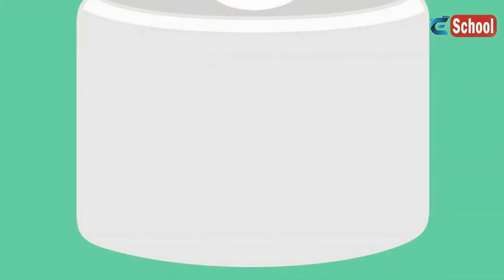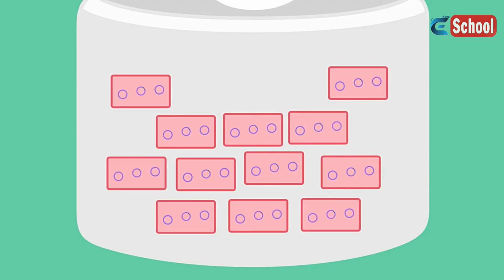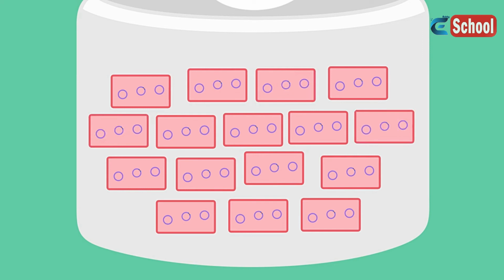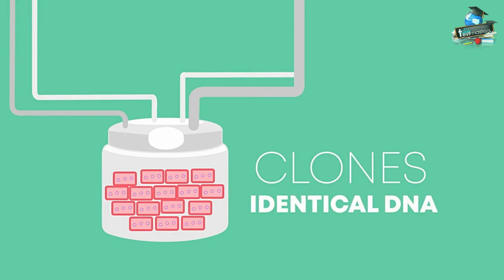The bacterial cell is placed in a fermenter, which allows for rapid asexual reproduction in ideal conditions with the optimal temperature, pH, and lots of food. Because the bacteria reproduce asexually, the offspring are all clones of the original transgenic bacterium. They all have identical recombinant DNA.